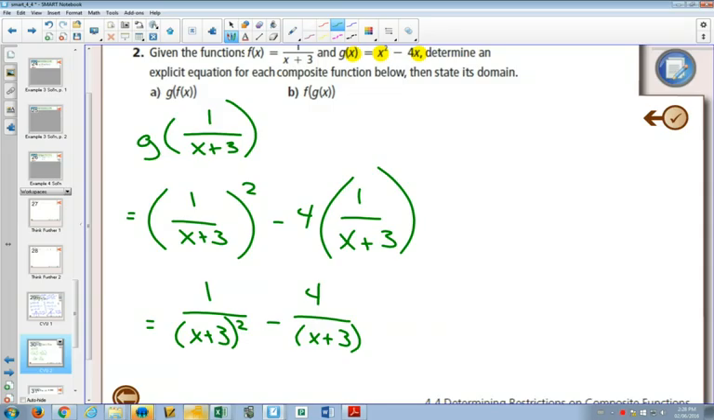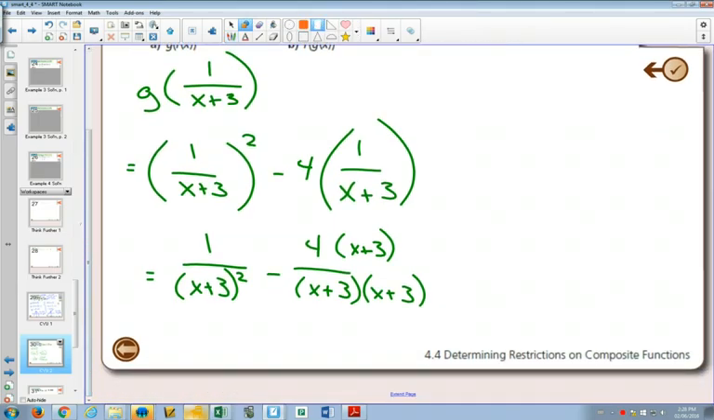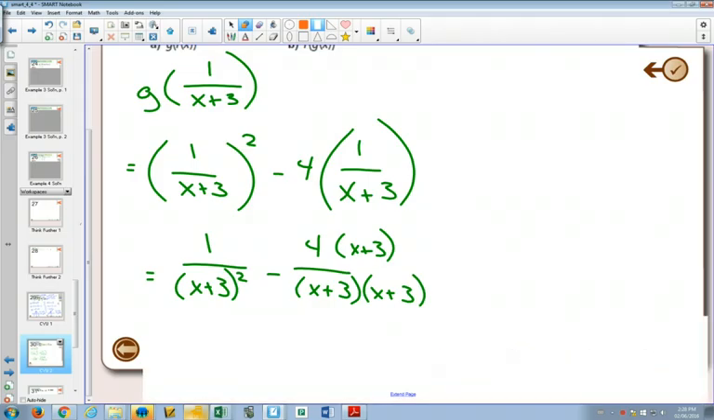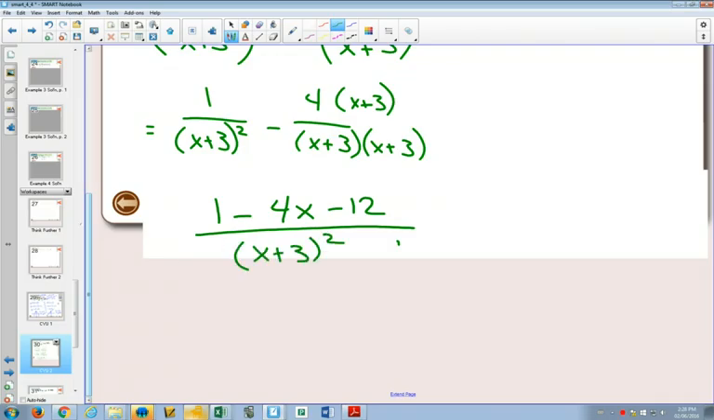How would I put those two fractions together? I'd need a common denominator. So I'd have to multiply this by x plus 3 and this by x plus 3. And if we did that, we will have a common denominator. So I'll have 1 minus 4x minus 12 all over x plus 3 squared, which is negative 4x minus 11 over x plus 3 squared.